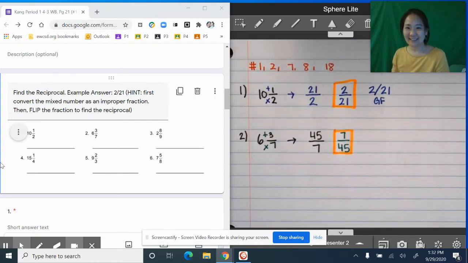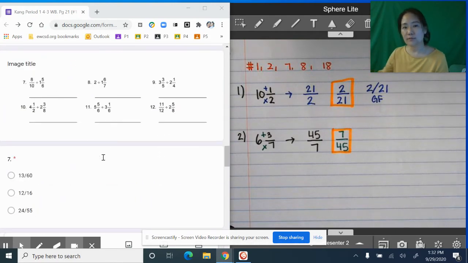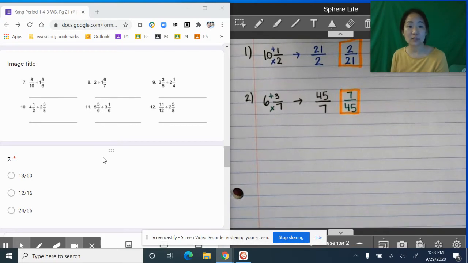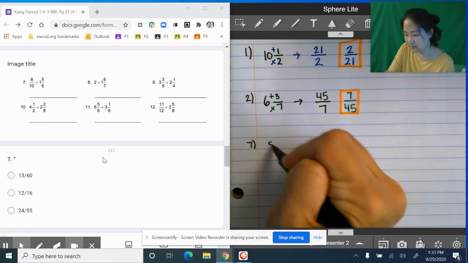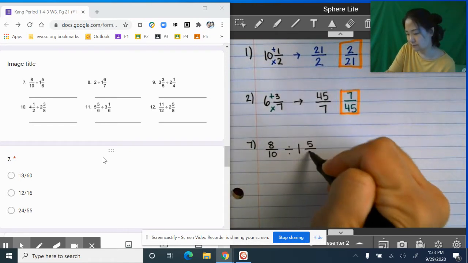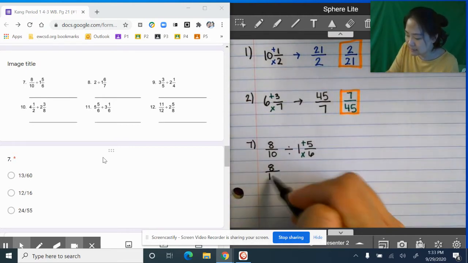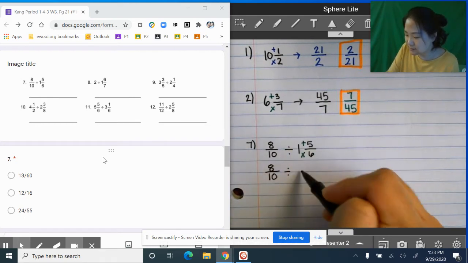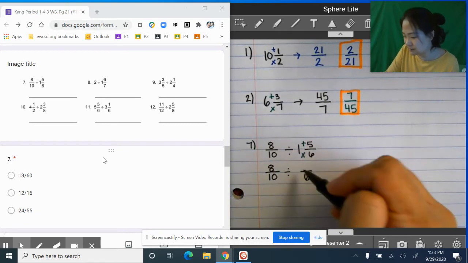Now I am going to scroll down and do 2 problems from the next section, number 7 and number 8. Here's number 7, 8/10 divided by 1 5/6. The first thing I'm going to do is change this mixed number into an improper fraction. But notice, I am not going to do KCF yet. All I'm doing is rewriting the problem, 8/10 divided by, rewrite this mixed number. 6 is my denominator. 6 times 1 is 6. 6 plus 5 is 11.